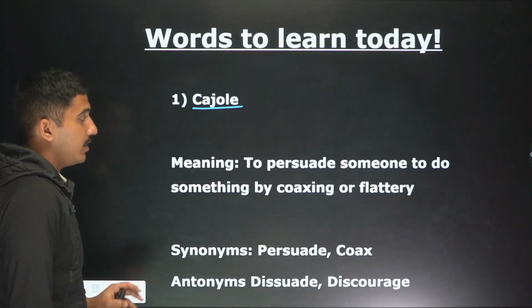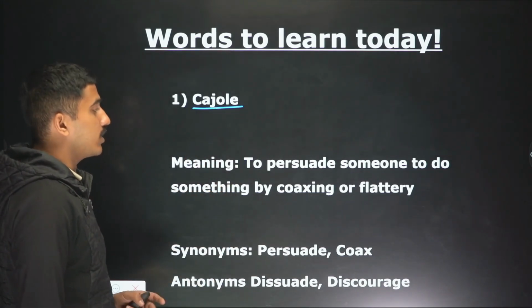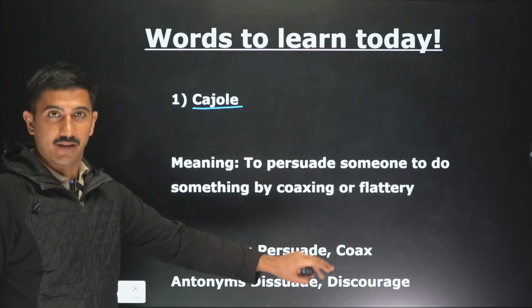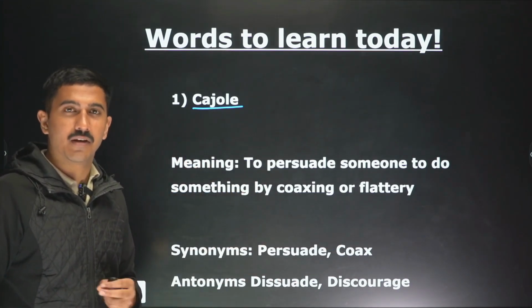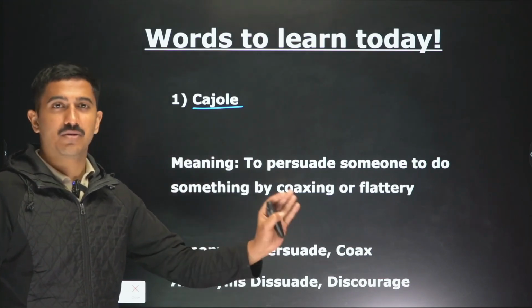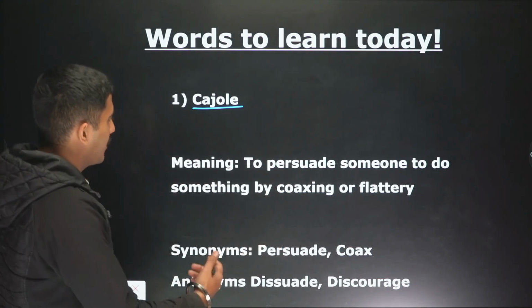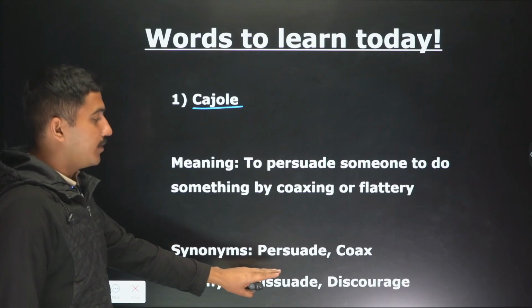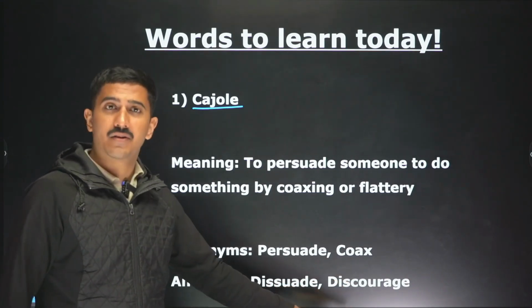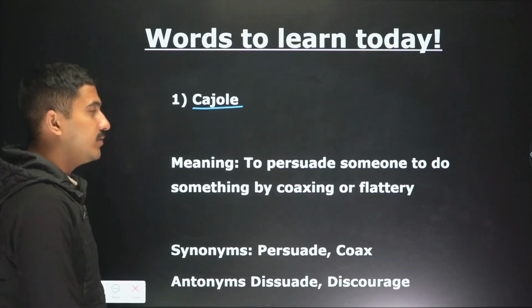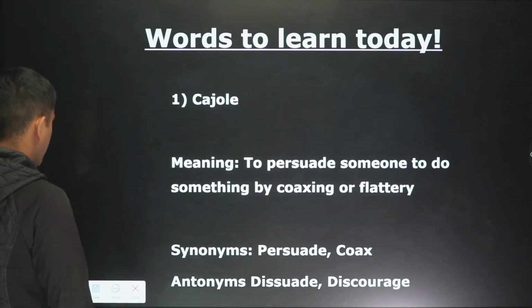What does it basically mean? It means to persuade someone to do something by coaxing or flattering, right? Flattering the person: oh my God, you do this work really best, okay? There's not a single person who can do this better than you, okay? Cajole. Synonyms, what? Persuade, coax. All right. Antonyms are dissuade and discourage. Clear? Quite simple. All right. Let's go to the next.